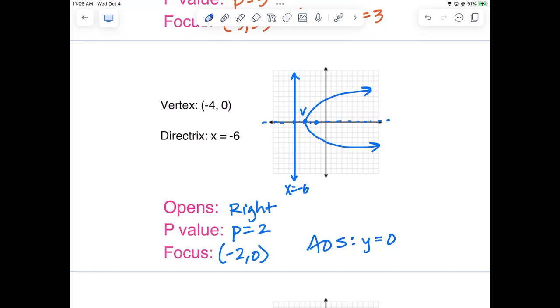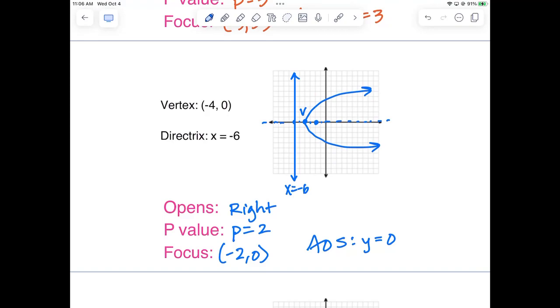Drawing is the key. So this one, the vertex is at negative 4, 0. The directrix is 2 units to the left of that. So that's a vertical line, x equals something. The vertex is at negative 4, 0. So the focal length is 2 units, not to the left, but 2 units to the right of the vertex. So p is positive 2. And the focus then is at negative 2, 0.